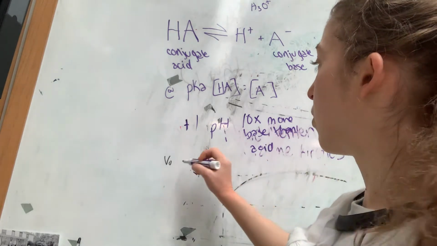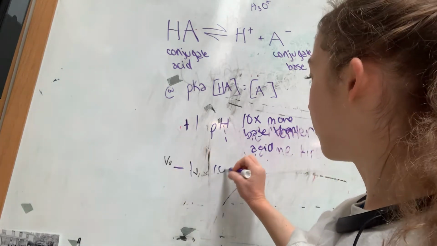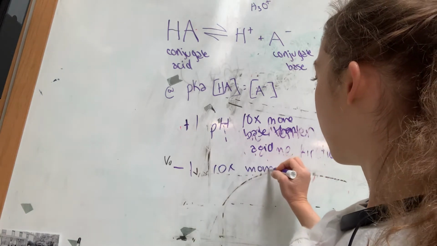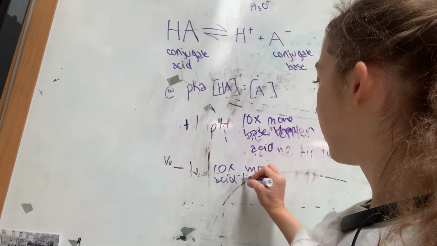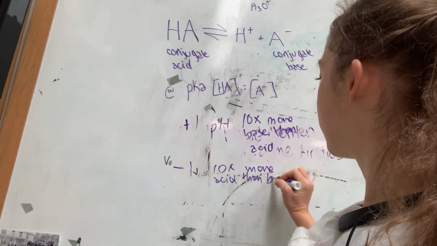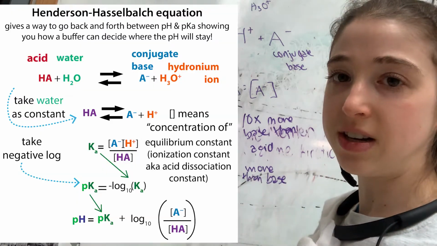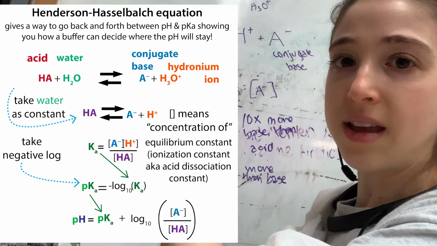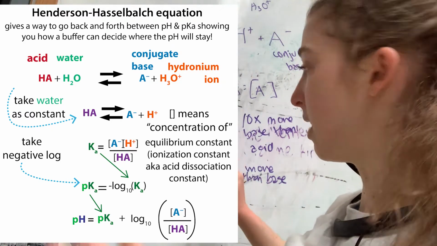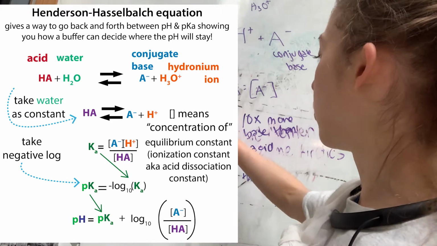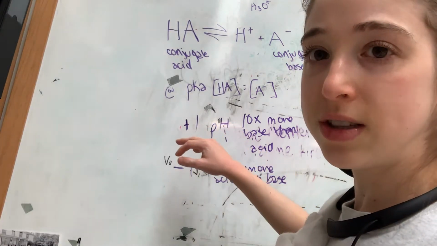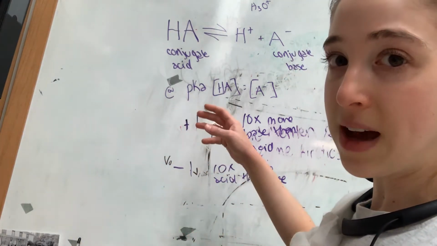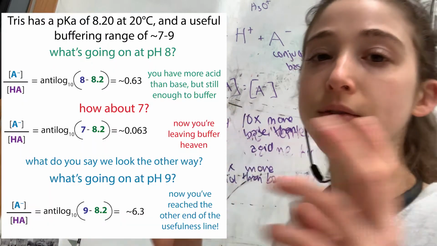And if you go -1, you're going to have 10 times more acid than base. There's this thing called the Henderson-Hasselbalch equation that is where all these numbers are coming from, and more on that later in the post. But I just wanted to give you this idea of why. If you were to go 2 pH units, you'd go 100, 3, you go 1,000, and so you can quickly get out of the buffering range.